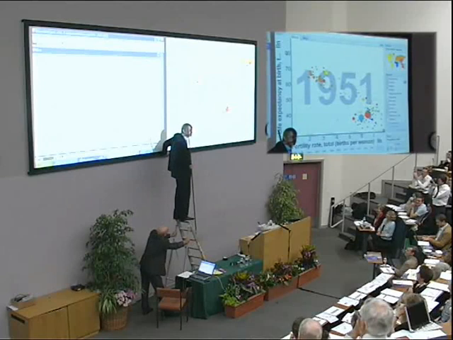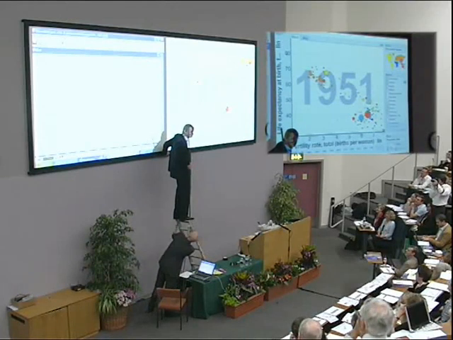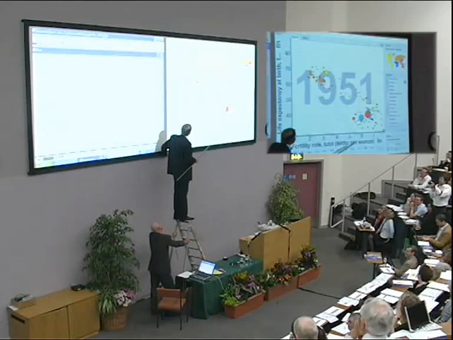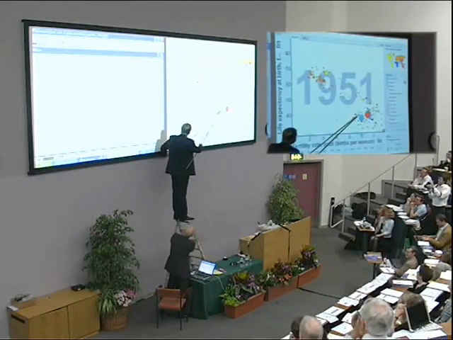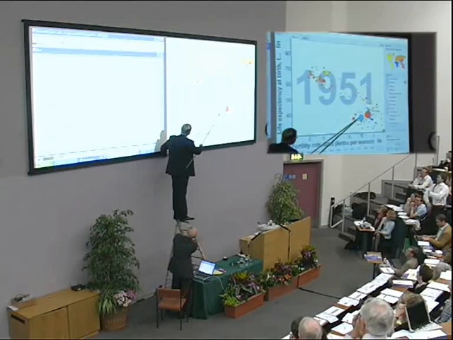And why is this so funny? Because academicians never stand on ladders, only the working class do. You know? Each bubble here is a country. The size of the bubble is the population, and the color of the bubble is the country.